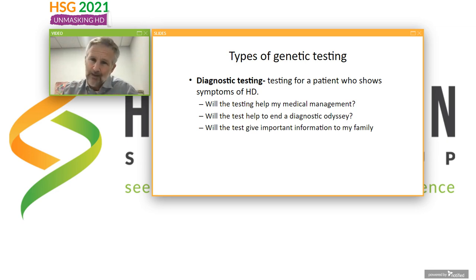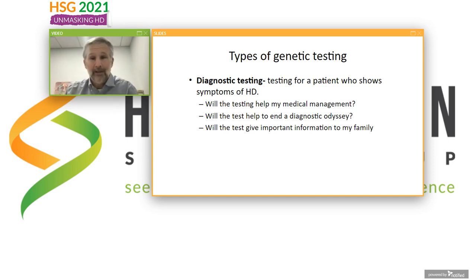And so for diagnostic testing, we're typically talking about a situation where a patient is coming to us with symptoms. Sometimes they may know that Huntington's is in their family and they've got symptoms of Huntington's and they're just coming in to confirm, yes, I do also have Huntington's like my parent or my grandparent. In other cases, the family history may not be as clear. So there may not be a clear family history of Huntington's, but they've got symptoms that look like Huntington's.